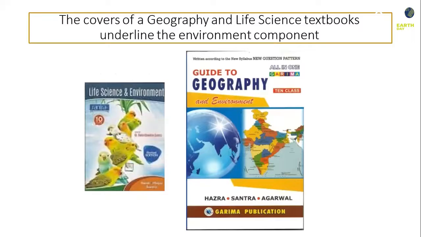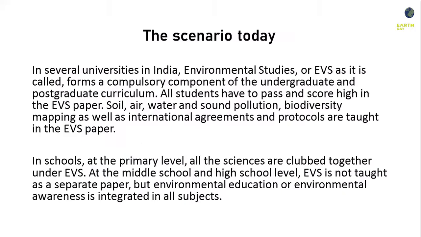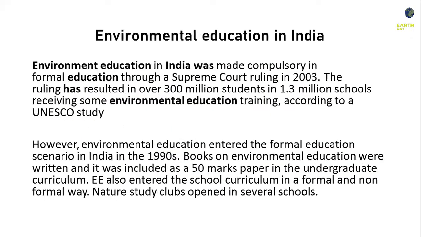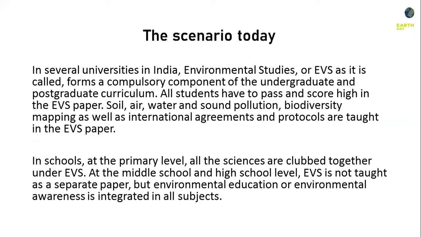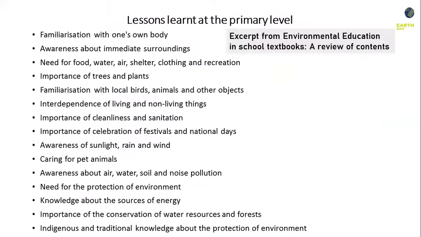As you can see, this geography textbook is called Guide to Geography and Environment. This is Life Science and Environment. So environment is integrated with the other subjects. And this is because of the Supreme Court ruling in 2003. The Supreme Court ruling was that environmental education has to be integrated, and so these 300 million students are receiving environmental training, according to the UNESCO study, but not as a separate subject. It is integrated with other subjects.